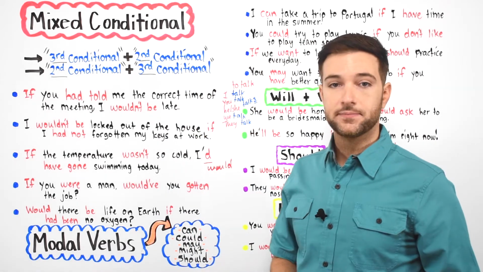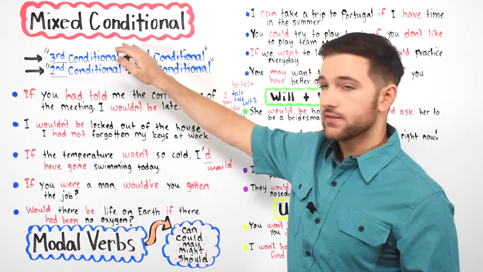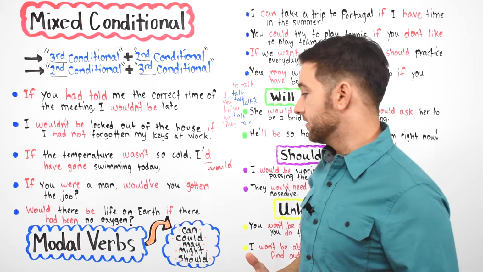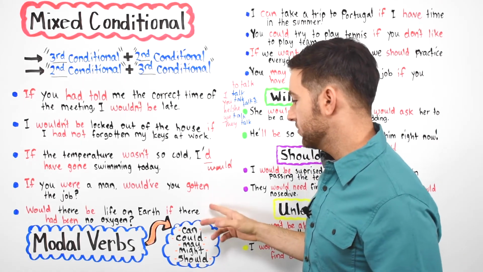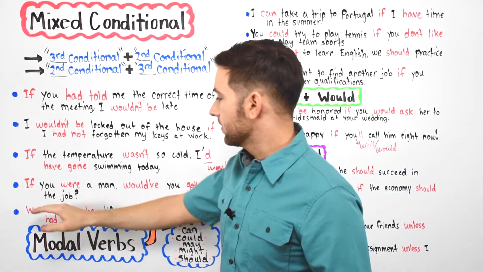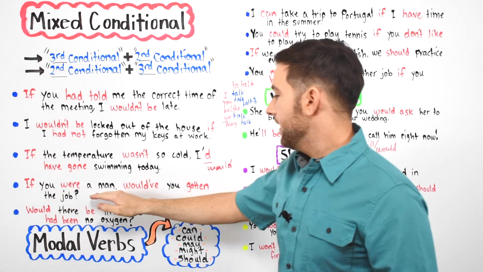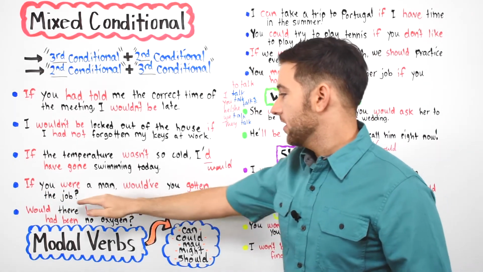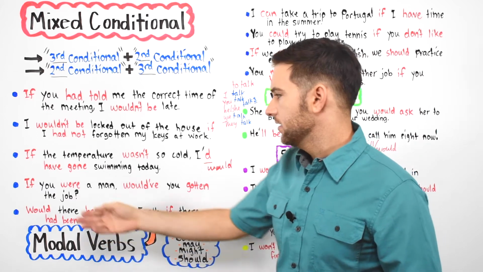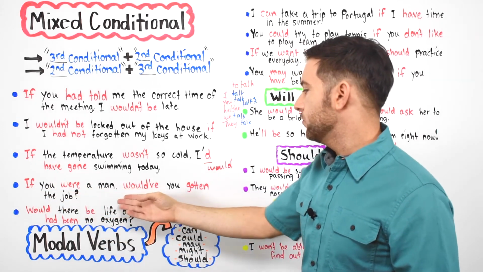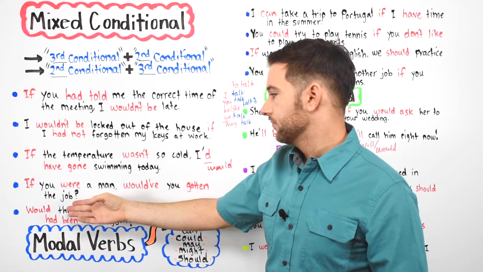Okay? Now, we can also use the mixed conditional for questions. Okay, so we have some questions right here. Let's go ahead and take a look. If you were a man, would you have gotten the job? So if you were a man, would you have gotten the job?